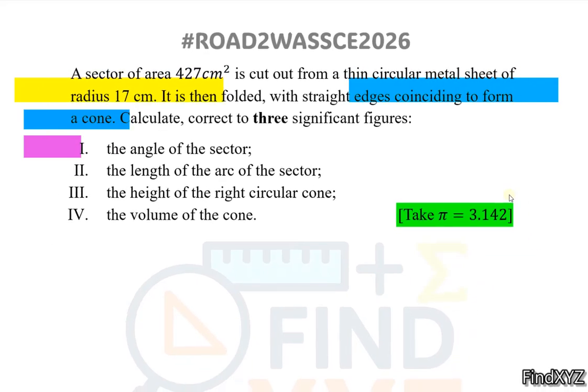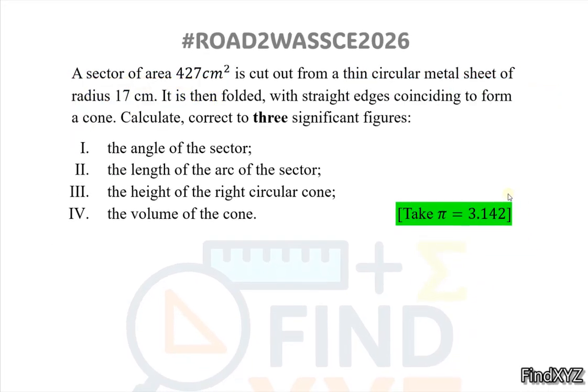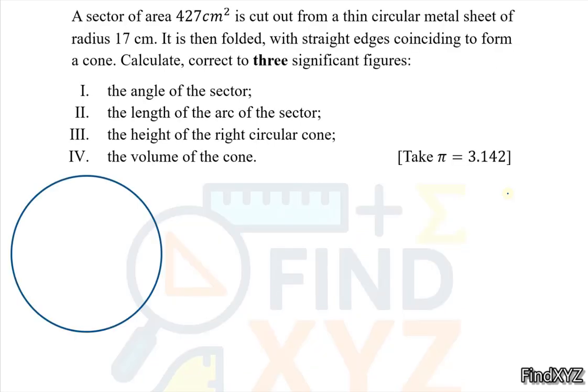Let's solve the problem. What is a sector? A sector is basically a part of a circle which is bounded by two radii and an arc. So for us to get a sector, we need a circle. For us to draw a circle, we need our radius. And what is the radius? 17 centimeters. So let's draw our circle of radius 17 centimeters. Now this is our circle. We need to draw our radius. So this is the center, center O. So this is our radius.